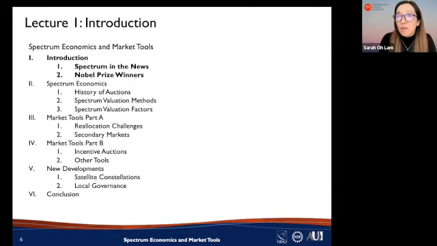And so these Nobel Prize winners have a lot to say about how we can think about these resources in economic ways. So I'm going to start with that because I think it'll help you think of spectrum economics in terms of the people who are working on it and the news events around it. It makes it a little bit less abstract and more tangible.